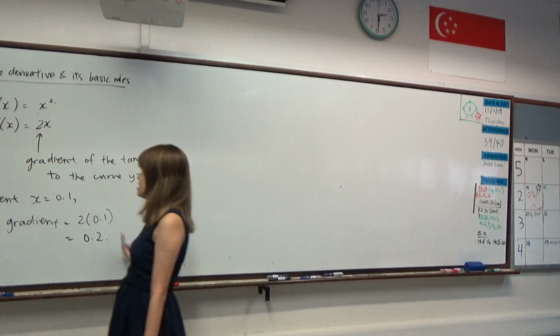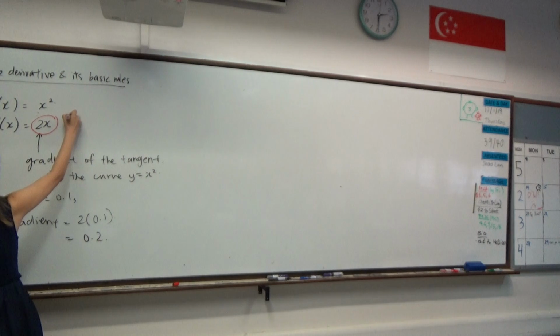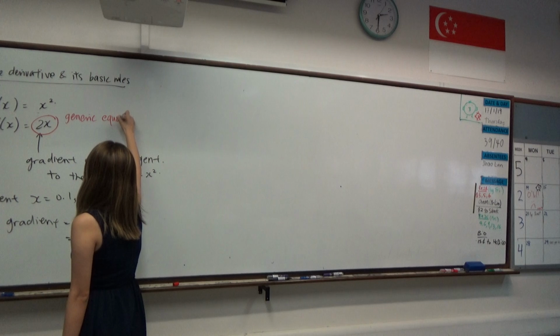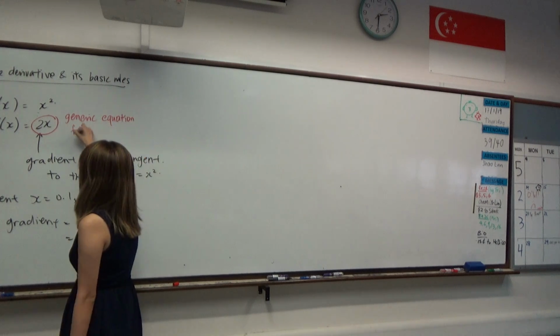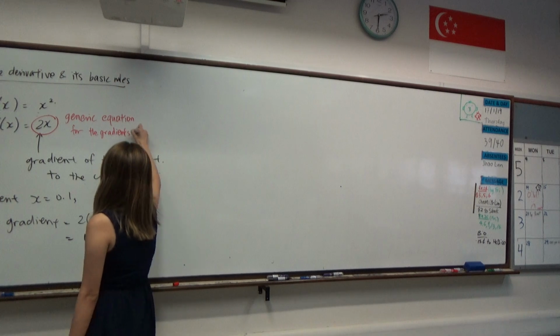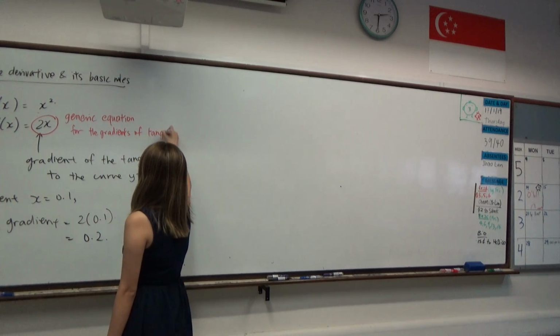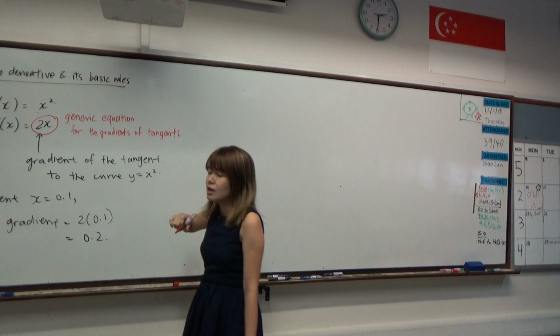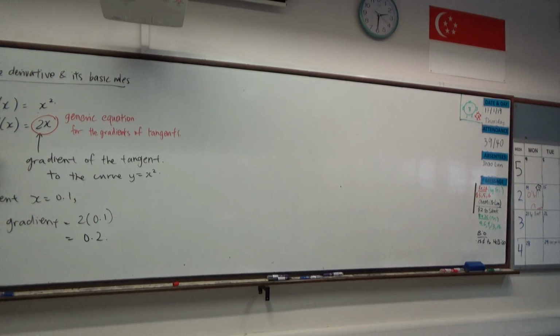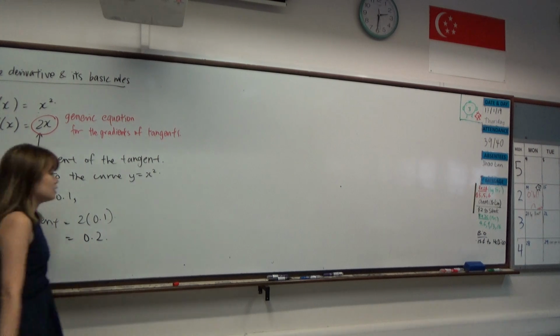So the derivative, this one here, is the generic equation for the gradients of tangents. Then in order to find the exact gradient at this particular point, we substitute it into this derivative itself. Then we will be able to get the gradient. Understand? Okay.